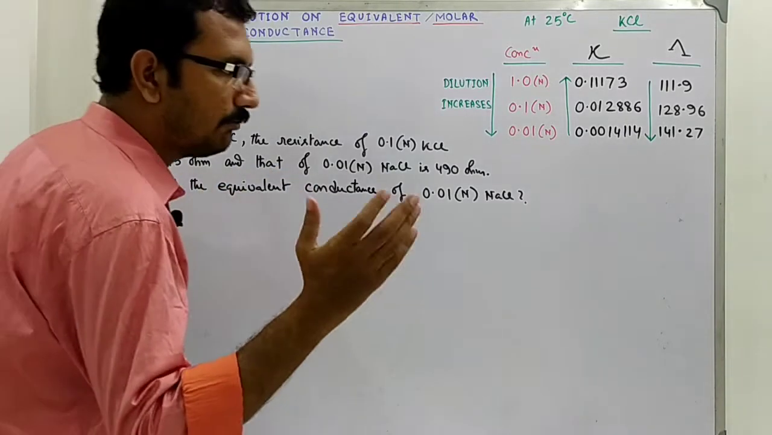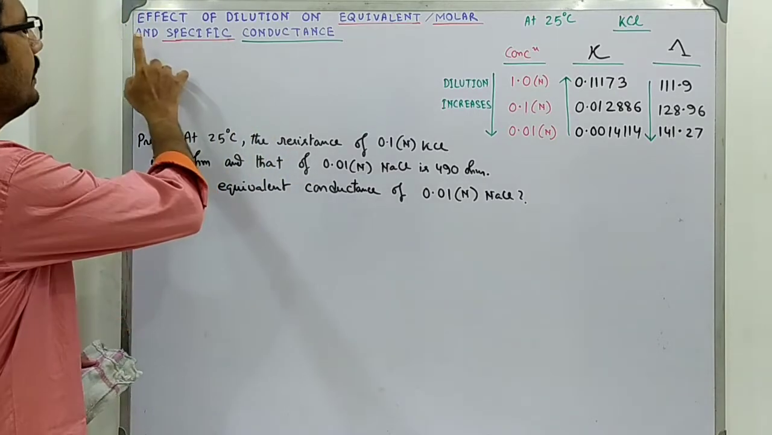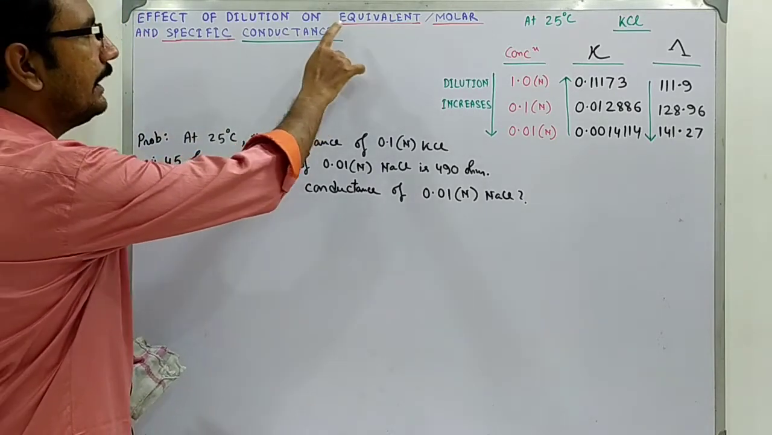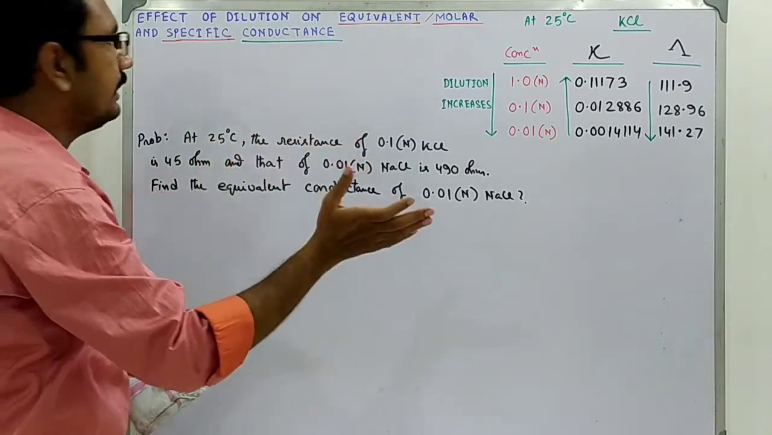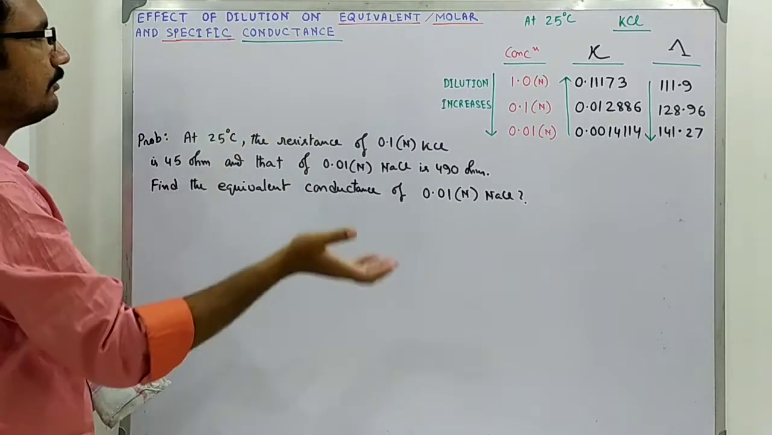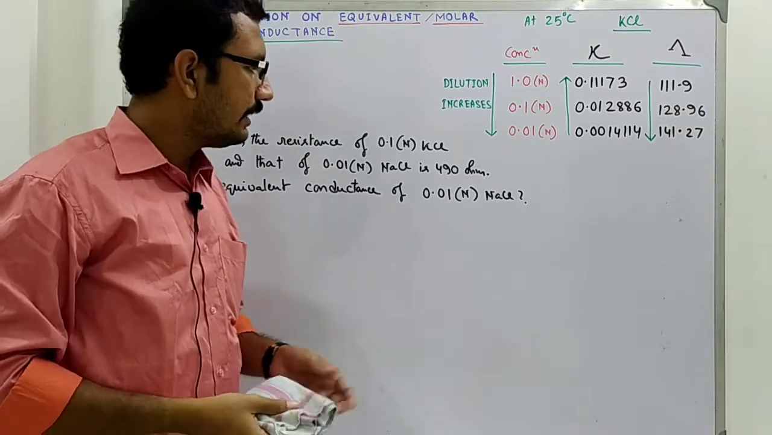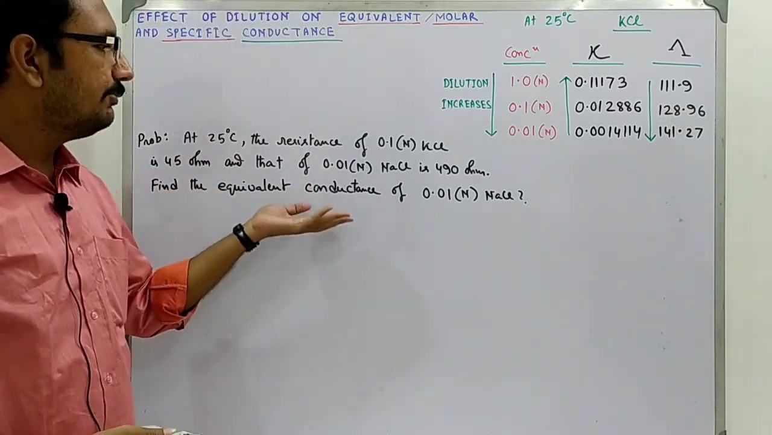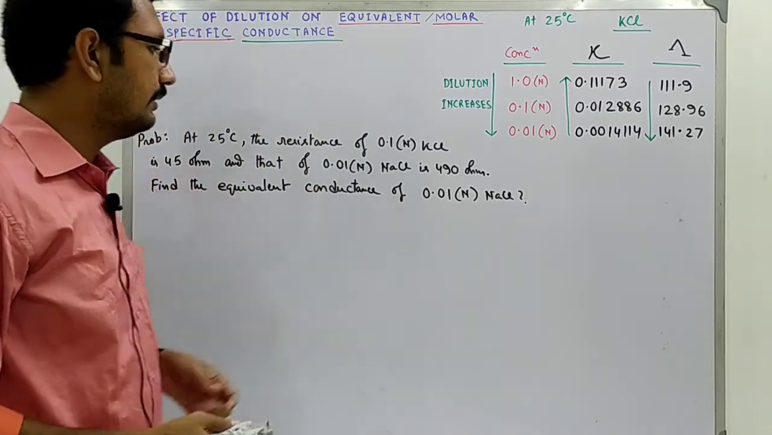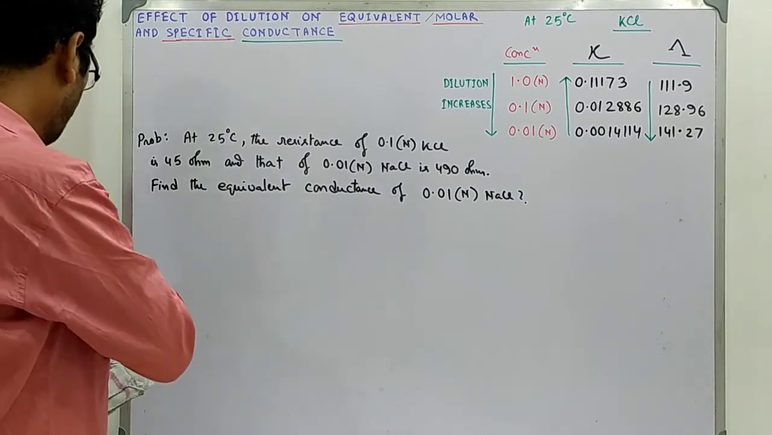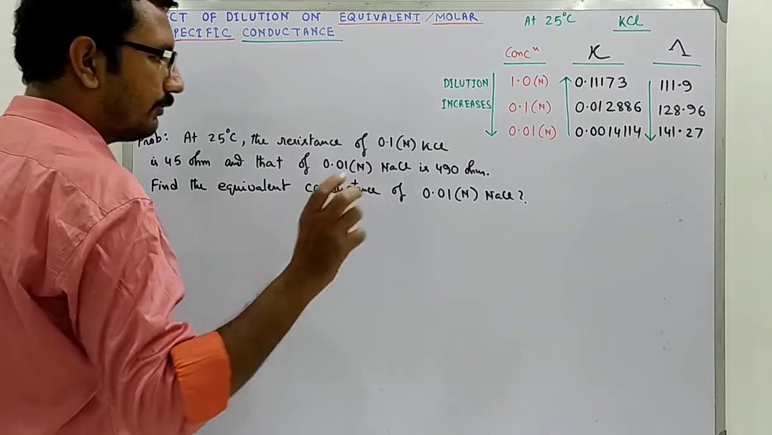Now, the topic of today's lecture is not solving numerical problems. Today's topic is the effect of dilution on equivalent or molar and specific conductance. So, we will study today the effect of dilution on equivalent conductance and the effect of dilution on specific conductance. But before going to that, I am helping you with how to solve numerical problems associated with equivalent conductance or specific conductance. So, this is a demo, and with the help of this you please try to solve the given problem and post your answer in the comment section.